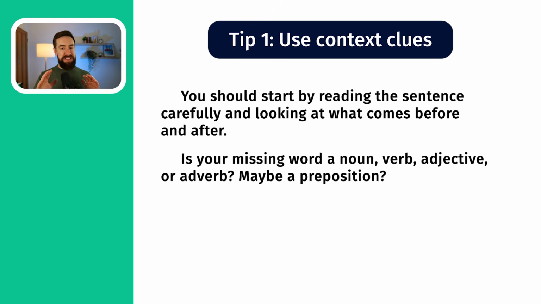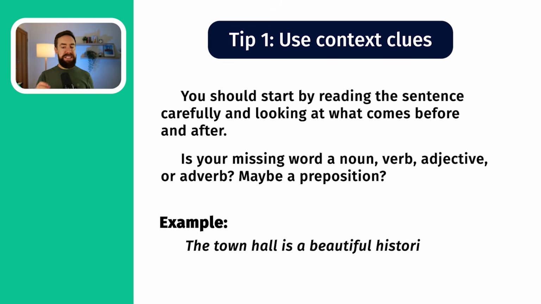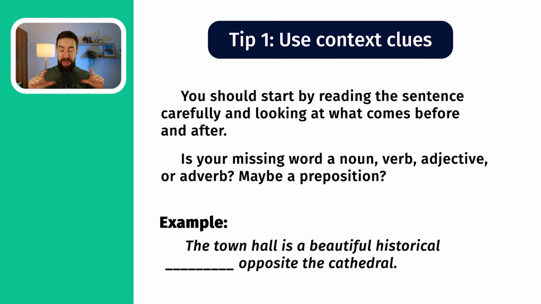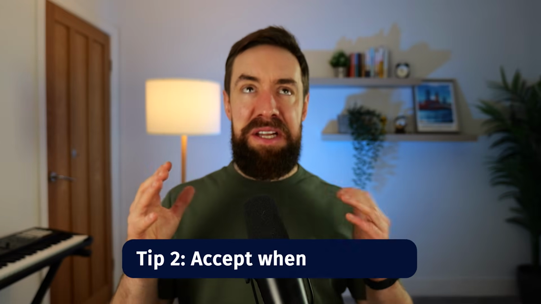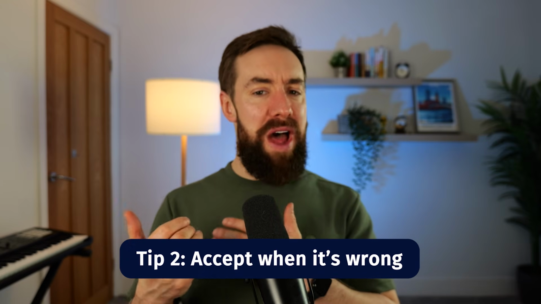For example, we could look at this sentence, which is, the town hall is a beautiful historical, and then we have our blank, opposite the cathedral. Now, we can look at beautiful historical, and we know that they are both adjectives. They describe something, and they would describe a noun. So the missing word must be a thing. All right? And so the real answer here is building, a beautiful historical building. Building is a noun.